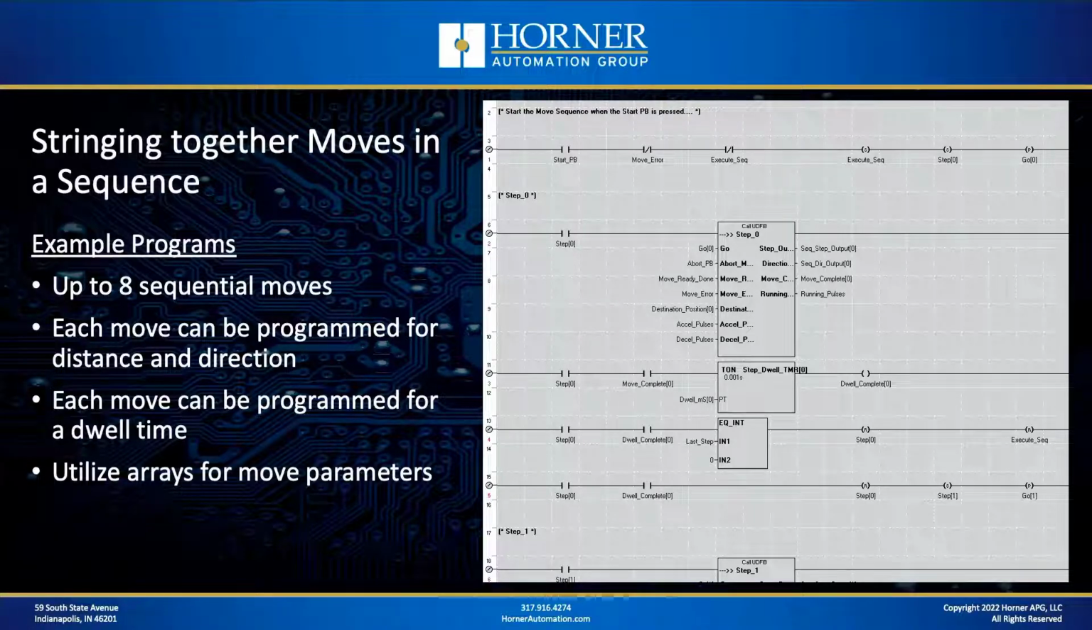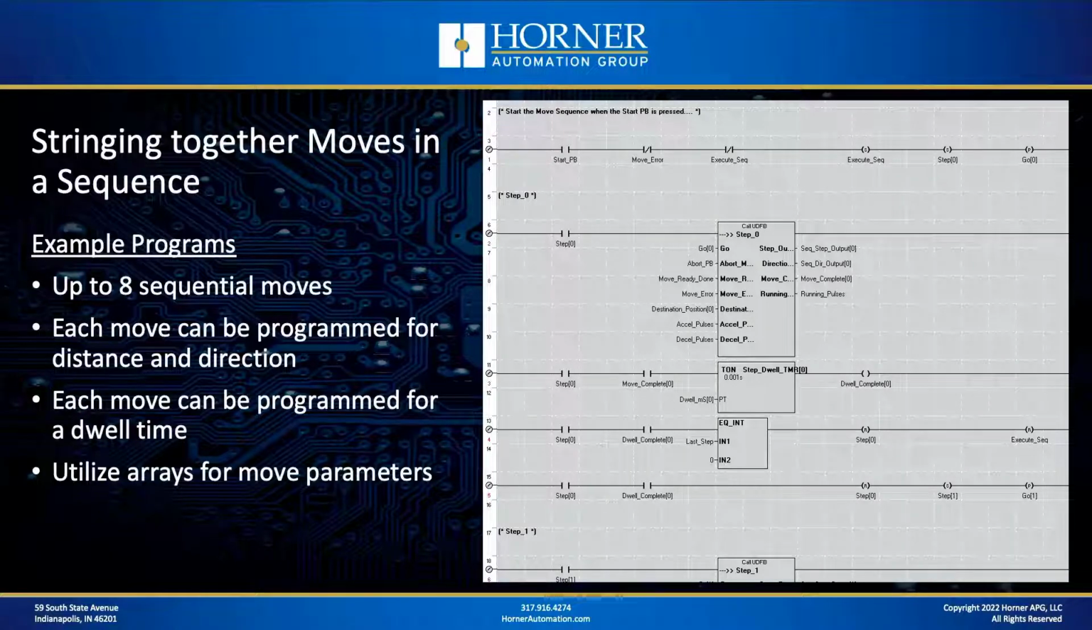Each move can be programmed for distance and direction. Each move can be programmed for a dwell time. So as we execute these moves sequentially, in between moves, we're going to be waiting a certain amount of time before we move to the next one. Now, in a real-world application, that may be exactly what you need to do. Move to a position, wait a certain amount of time, and move to another position.